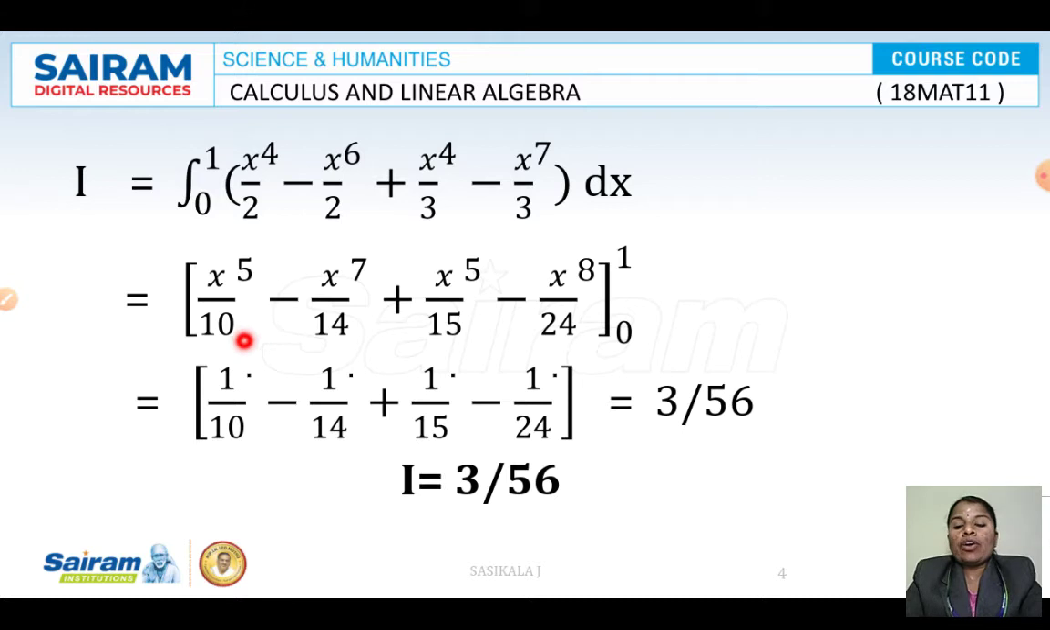Now integrate normally with respect to x. x power 4 gives x power 5 by 5, and 2 fives are 10, minus x power 7 by 14 plus x power 5 by 15 minus x power 8 by 24, with the limits 0 to 1. Substitute the upper limit: 1 by 10 minus 1 by 14 plus 1 by 15 minus 1 by 24, and after simplification the answer is 3 by 56.